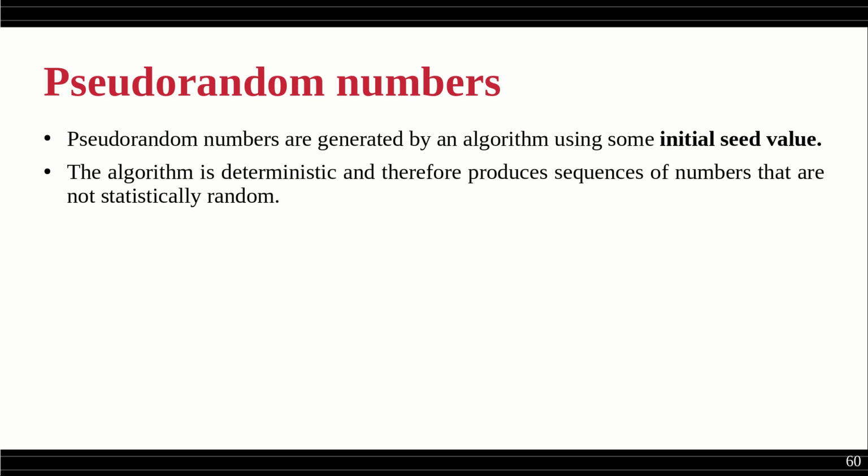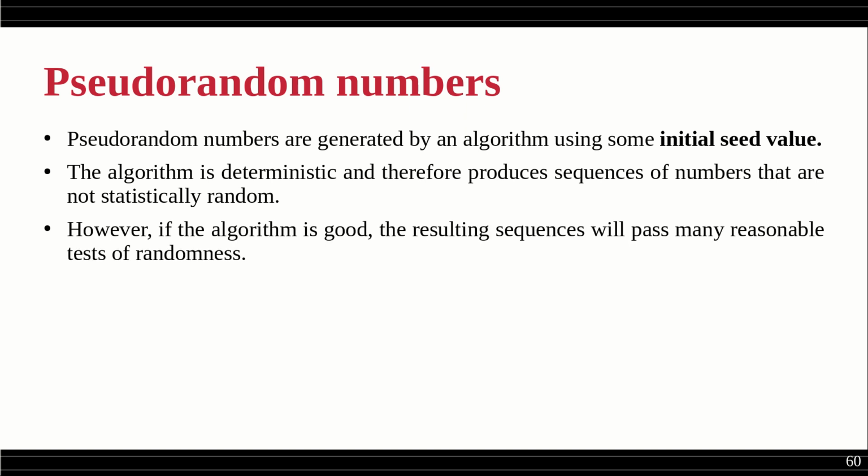So how much randomness is achieved depends on the type of pseudo random number generator you are using, and how reliable it is. Statistically it is not random, but we are trying to achieve randomness. However, if the algorithm is good, the resulting sequence will pass many reasonable tests of randomness. So randomness you can check also by using different techniques, by passing the sequence of numbers generated by an algorithm through different randomness checking algorithms.